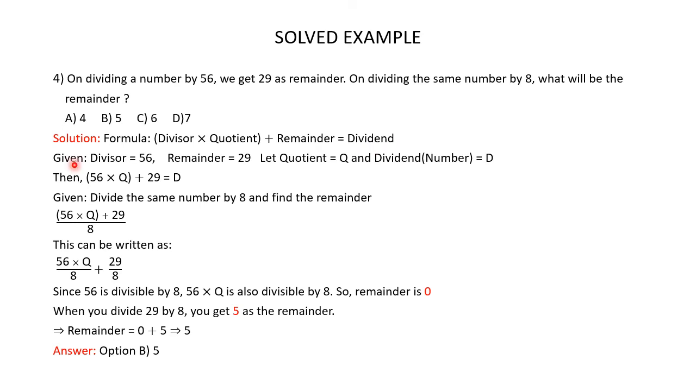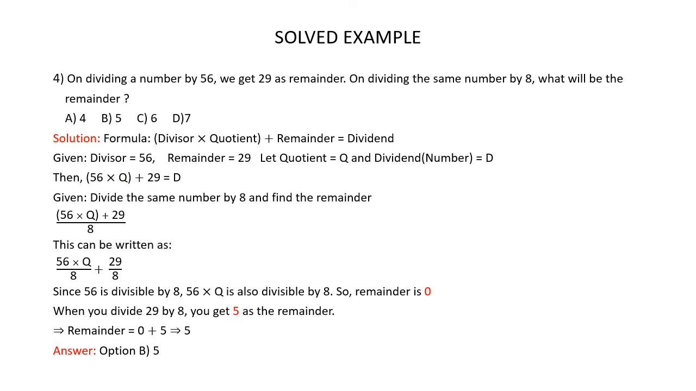In the problem, it's given that the divisor is 56, remainder is 29. We do not know what is the quotient or what is the dividend or the number. So let the quotient be equal to Q and dividend or the number be equal to D. When you substitute all these in the formula, you get 56 multiplied by Q plus 29 is equal to D. That is, the given number is equal to 56Q plus 29.